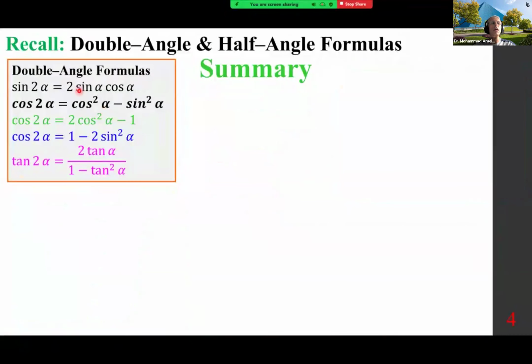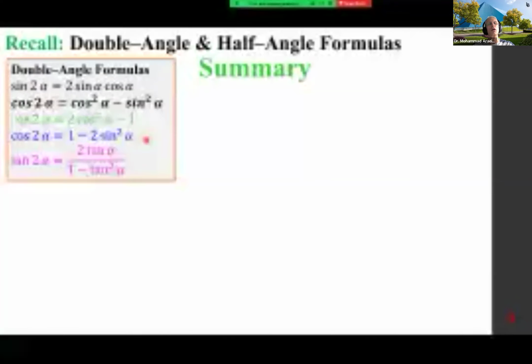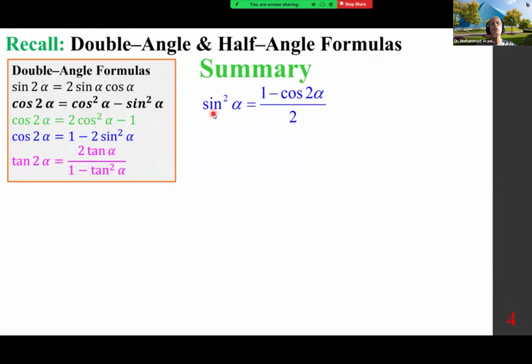Sine of 2 alpha is 2 sine alpha cosine alpha. Cosine 2 alpha can be represented in 3 different ways: cosine squared alpha minus sine squared alpha, 2 cosine squared alpha minus 1, and 1 minus 2 sine squared alpha. Tan 2 alpha is 2 tangent alpha over 1 minus tan squared alpha. From this formula, when you solve for sine squared alpha, you get 1 minus cosine 2 alpha over 2. For half angle, just cut this in half, 2 alpha becomes alpha.